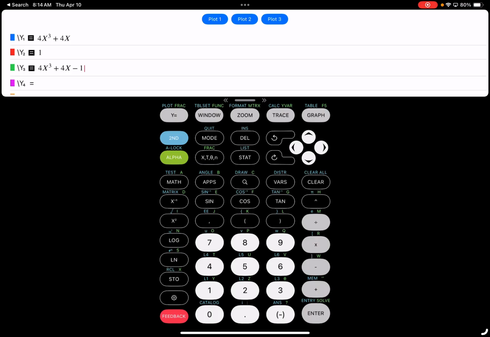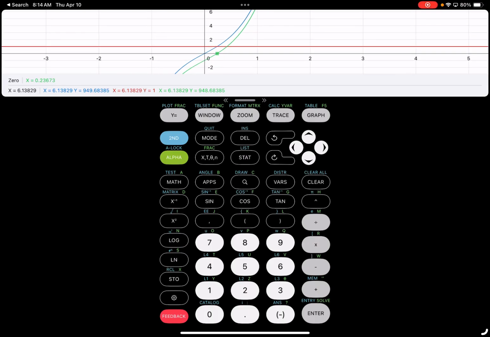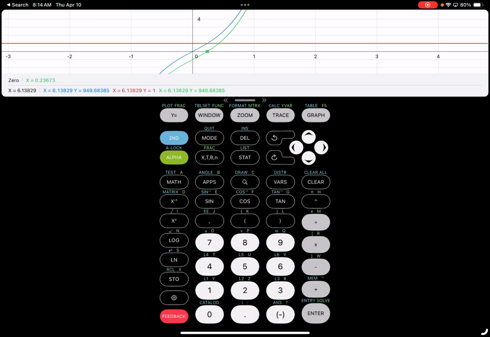So I'm going to zoom 6 it. Everybody zoom 6 it. Does everybody see that where the red and blue intersect is the same place as where the green is going to cross the x-axis? Yeah. So either way you do it, it's going to give you the answer. So either see where the green crosses the x-axis by using second trace 0, or see where the red and blue cross each other by using second trace intersect. You're either going to use 0 or intersect.